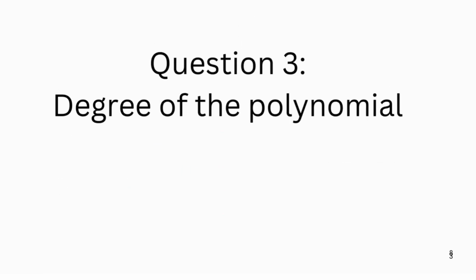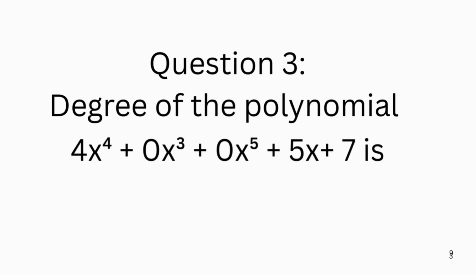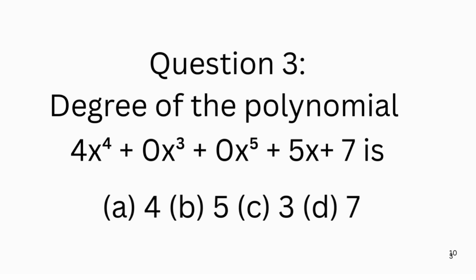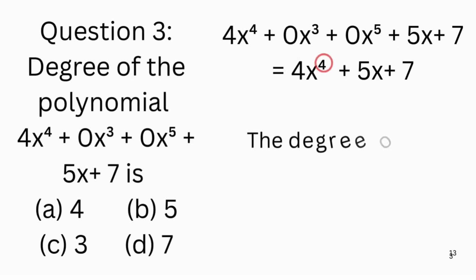Degree of a polynomial 4x raised to the power 4 plus 0x raised to the power 3 plus 0x raised to the power 5 plus 5x plus 7 is a4, b5, c3, d7. As 0 multiplied by any number is 0, therefore on simplifying we get this polynomial as 4x raised to the power 4 plus 5x plus 7.